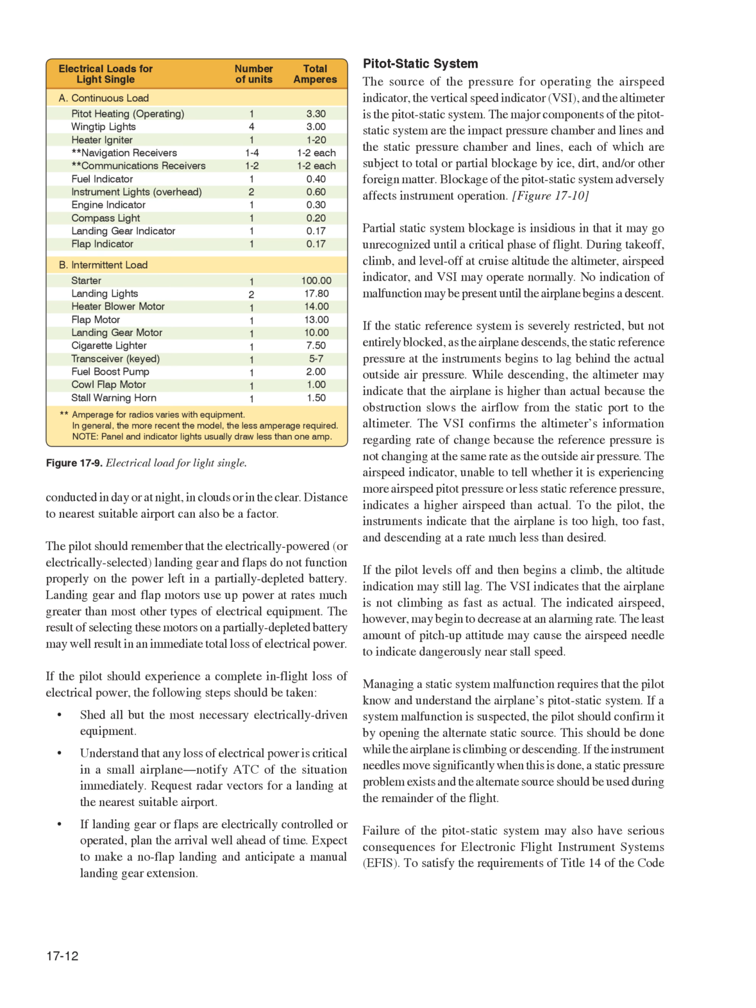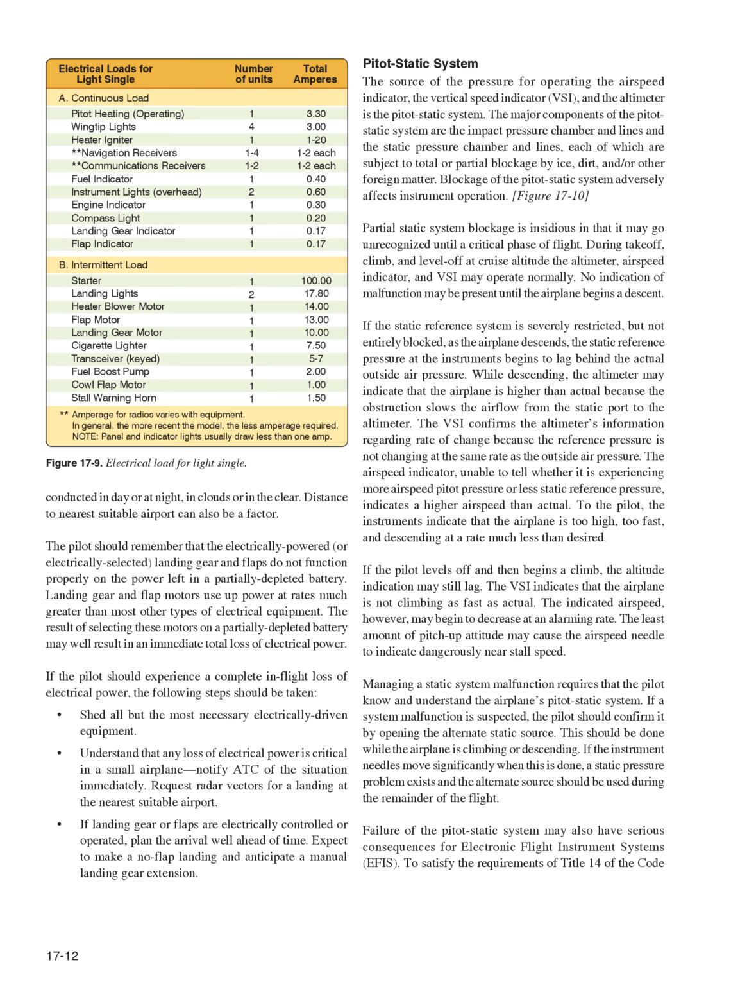If the static reference system is severely restricted, but not entirely blocked, as the airplane descends, the static reference pressure at the instruments begins to lag behind the actual outside air pressure. While descending, the altimeter may indicate that the airplane is higher than actual because the obstruction slows the airflow from the static port to the altimeter. The VSI confirms the altimeter's information regarding rate of change because the reference pressure is not changing at the same rate as the outside air pressure.